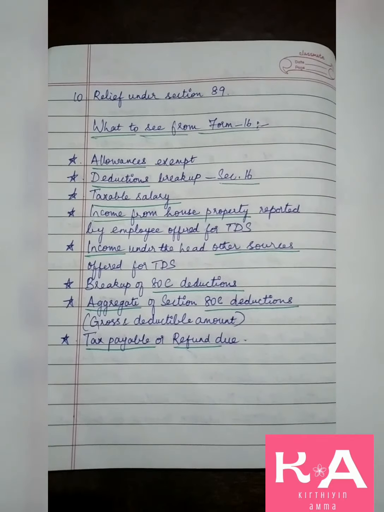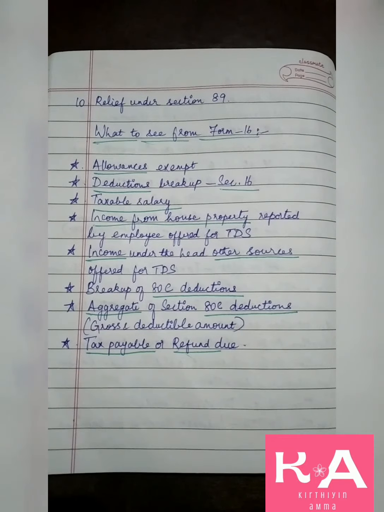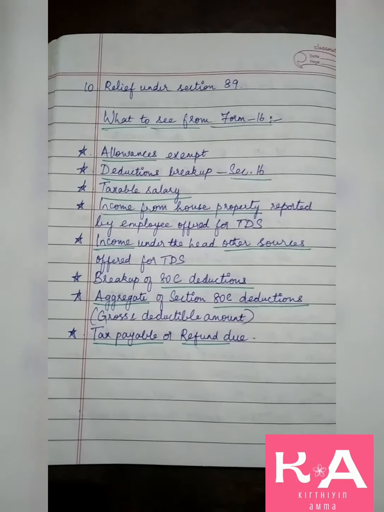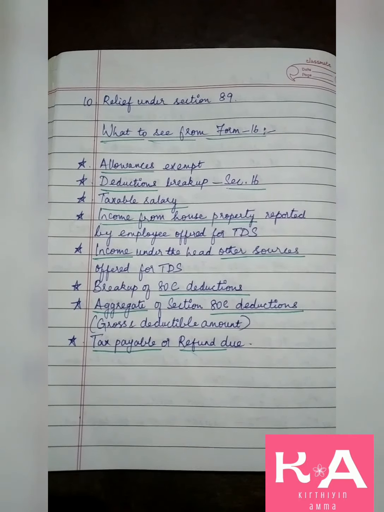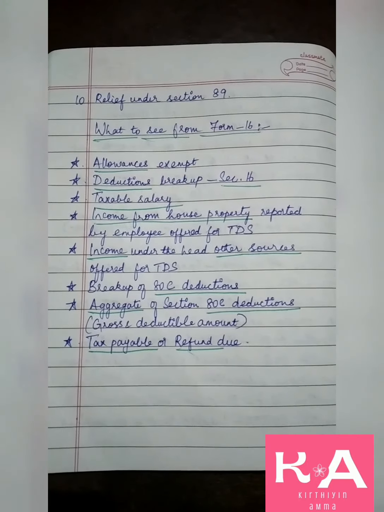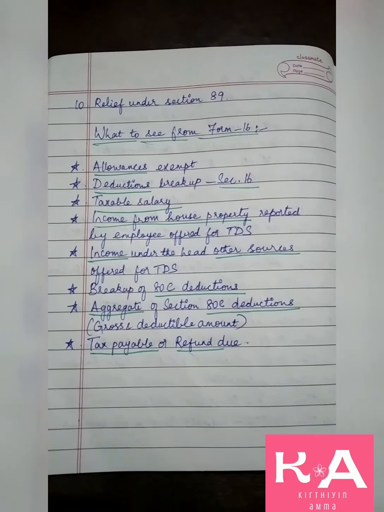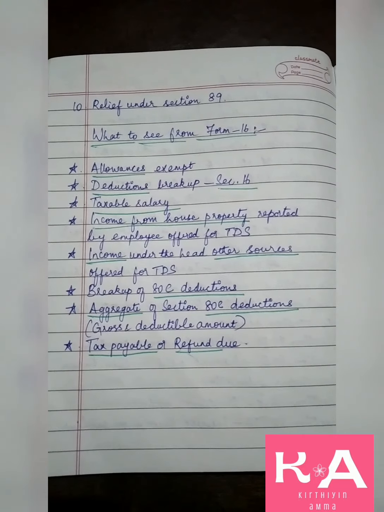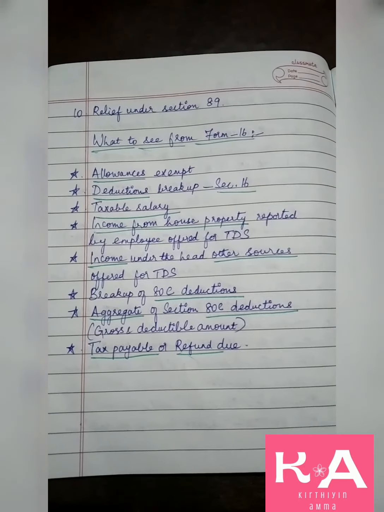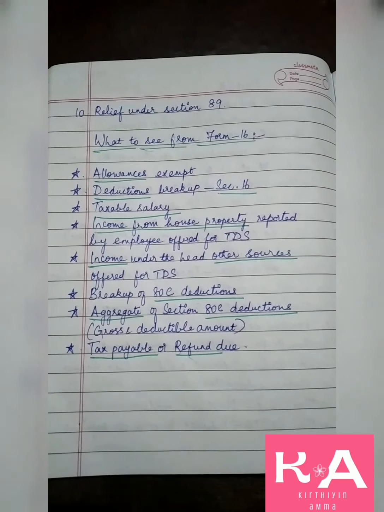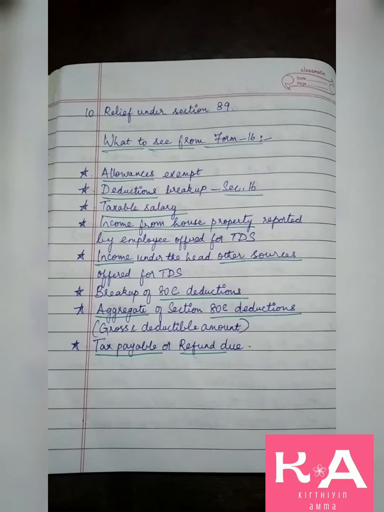So what else? Last point is relief under section 89. Section 89 is the portion which speaks about the arrear payments. Like you can have arrear salary from previous employer. You can also have arrear pension amounts being paid. So those arrear amounts will be shown in this section.